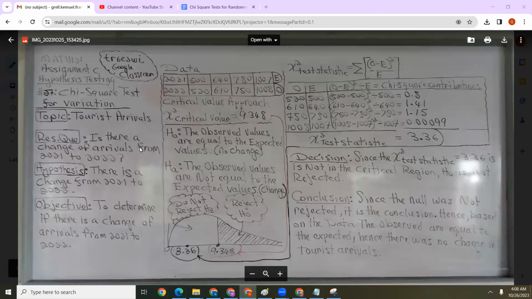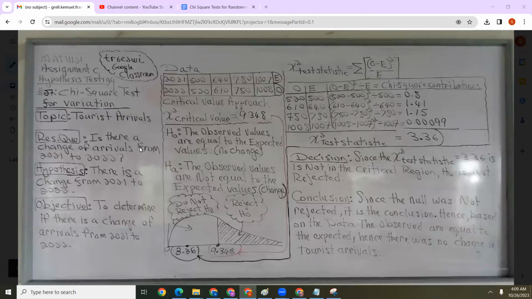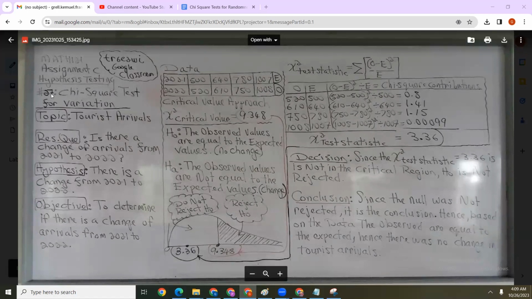Here in this video, we are going to demonstrate an example of number 27 in assignment C. Hypothesis testing is a chi-square test for variation. Also in the Google Classroom TR6E2WI, please note that you can obtain a lot of videos with regards to assignment A, B, and C. We're on C at the moment.